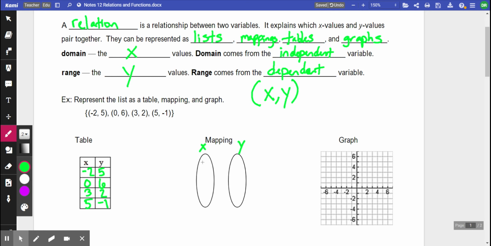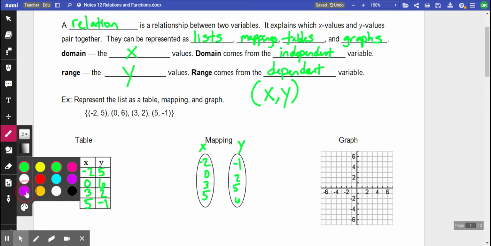So our smallest x is -2. And then we have 0. And then we have 3. And then we have 5. Our y values, same thing. I'm going to go in ascending order. So the smallest y value that we have is -1. And then the next smallest is 2, and then 5, and then 6. Had I repeated anything in one of the ovals, I would have just written it once.